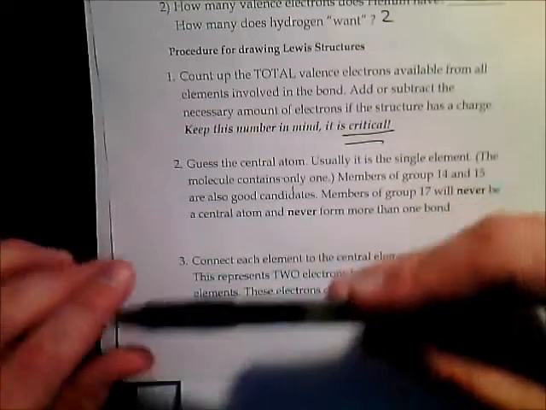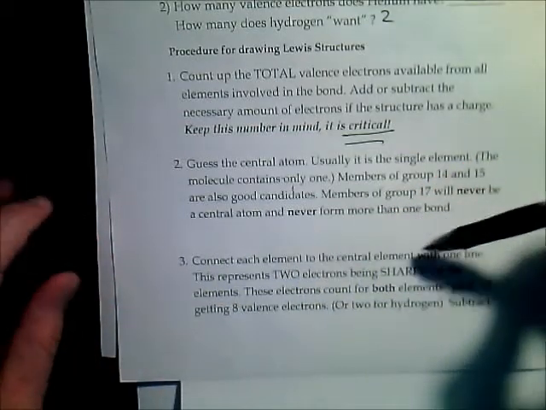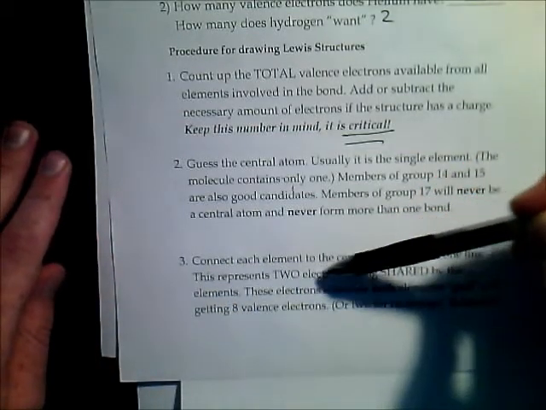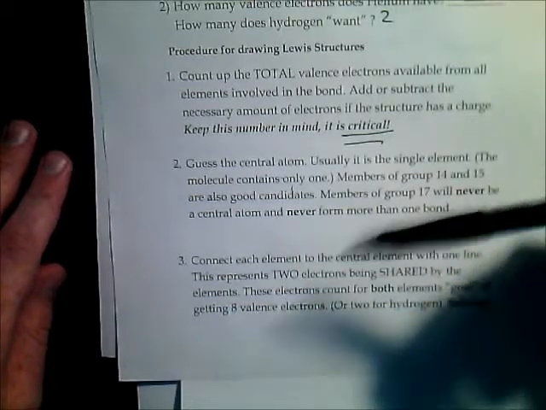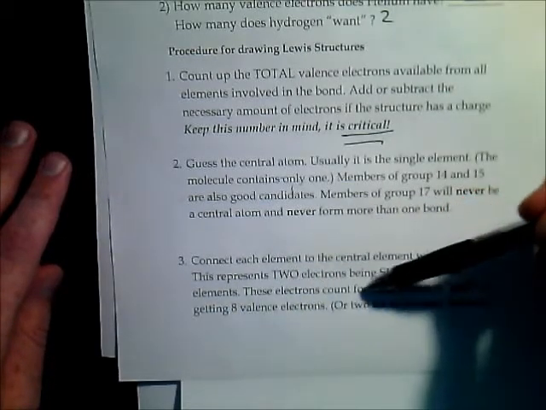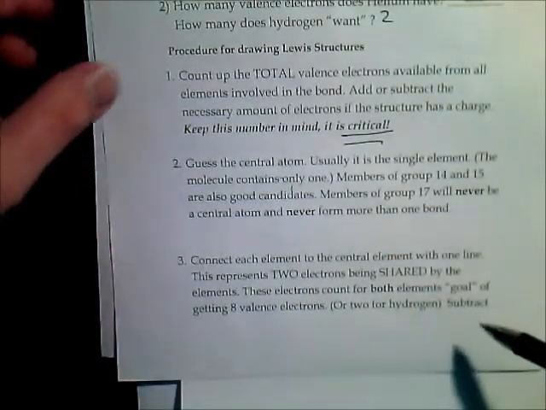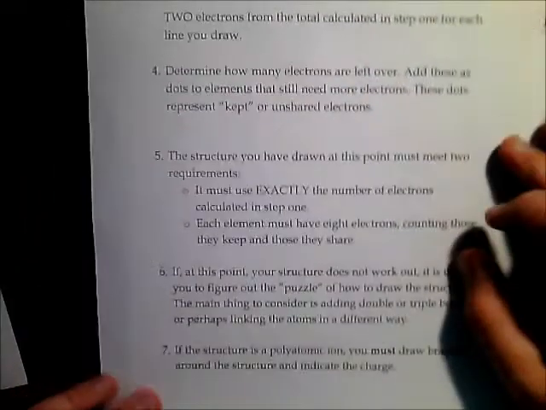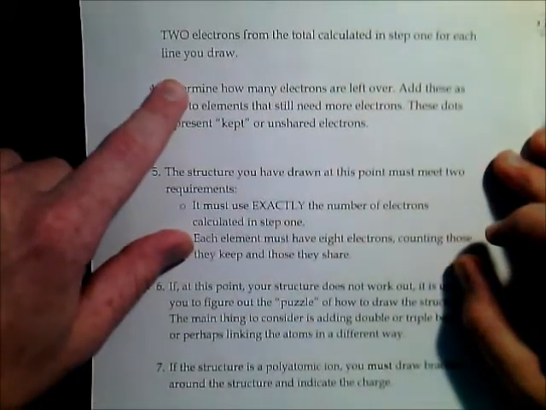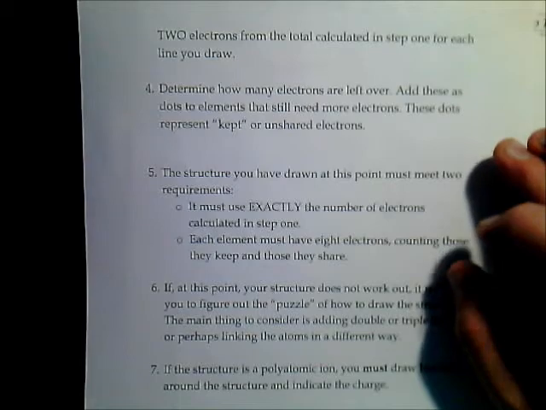Number 3, connect each element to the central element with one line. This line represents 2 electrons being shared by the elements. These electrons count for both elements' goal of getting 8 valence electrons. That's important to keep in mind. Subtract 2 electrons from the total you counted for each line that you draw.